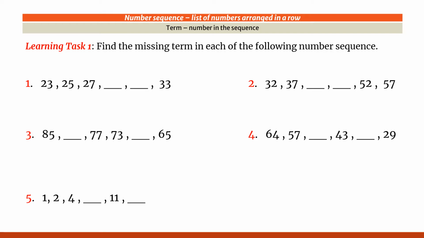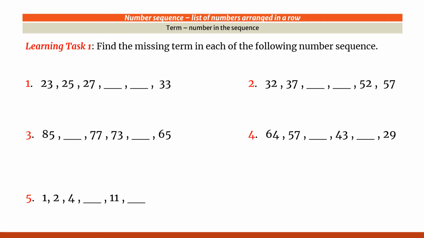So let's take a look at this learning task number 1. Find the missing term in each of the following number sequence. Number 1: 23, 25, 27, blank, blank, 33. So this is an example of a number sequence, wherein numbers are arranged in a row with a certain pattern. And each number is called a term of this sequence.